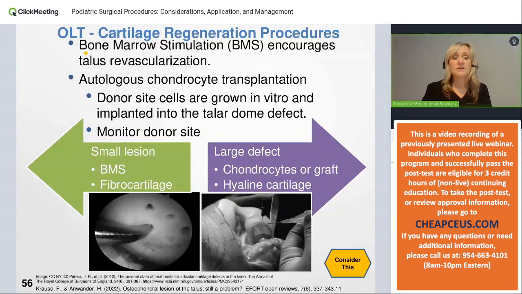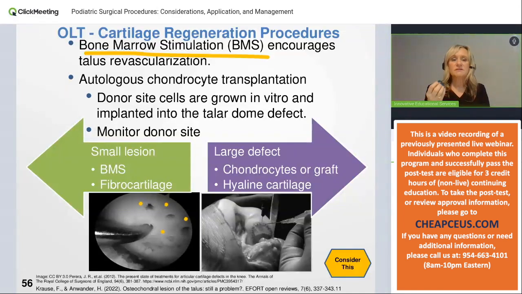So, bone marrow stimulation is the technique that's utilized to try and have revascularization occur of that talus. That's usually utilized for a small lesion. What they're going to do in the bottom left image here is go in and make these little burr holes in the adjacent part of the healthy bone, and hopefully that'll encourage it to heal. Downside is it heals with fibrocartilage, not smooth hyaline cartilage, so it's not as resilient. That's why that's only utilized if it's a small defect.